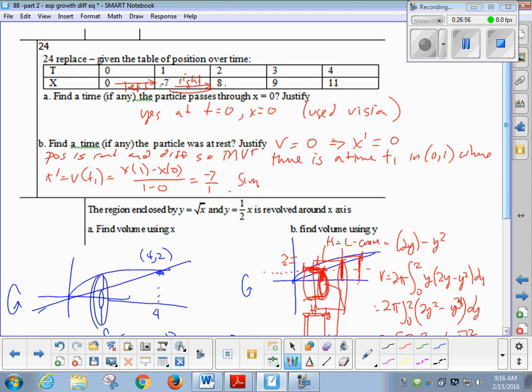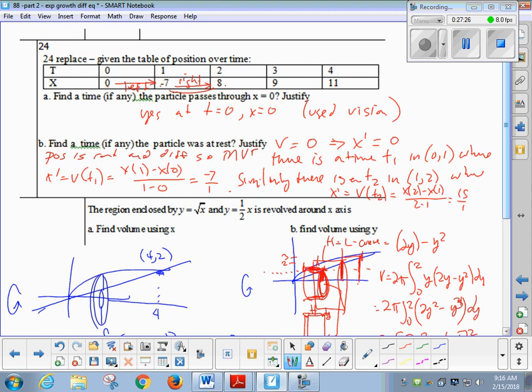Similarly, there is a time T2, and you could go any of these subintervals, but I'll just go 1 to 2, where x prime, or v, at that time is equal to the average change in position over that time interval, which is a positive 1/15 over 1. Right?